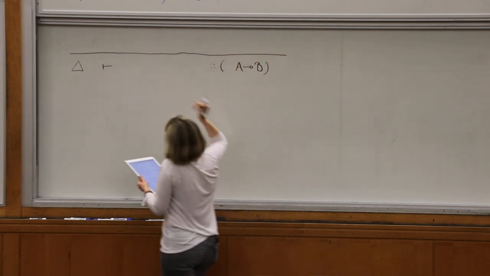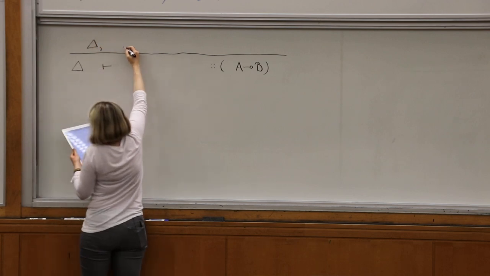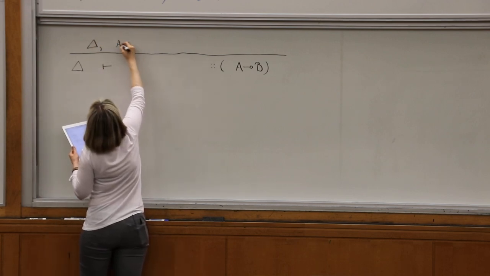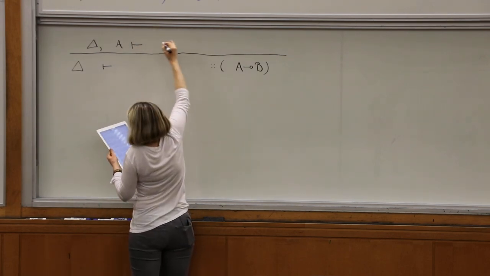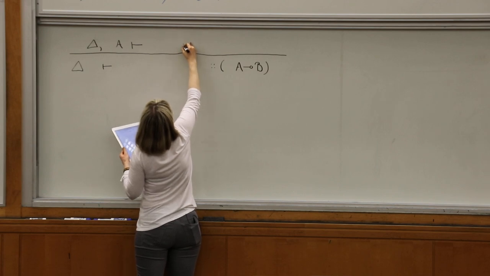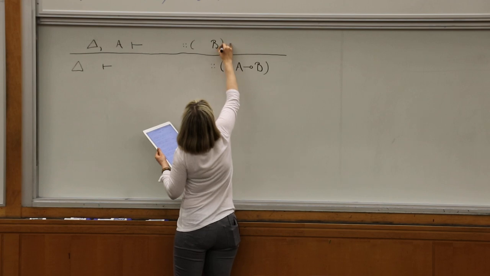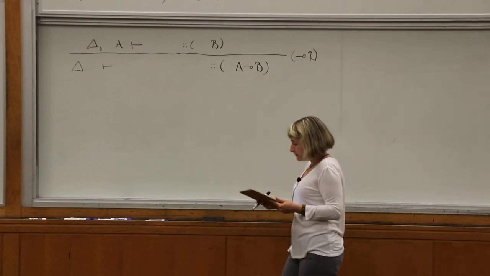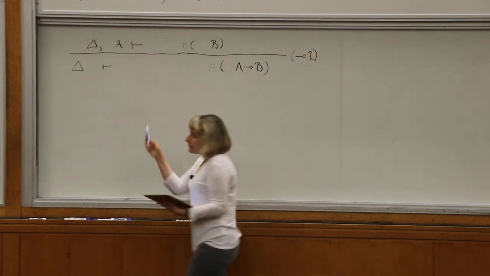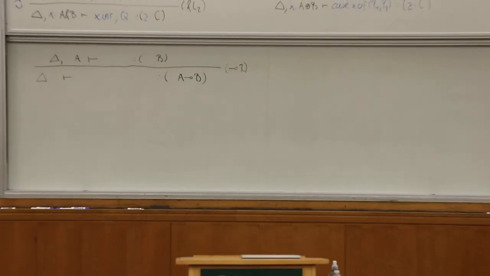Provided that given a delta and now an A, I can prove a B. Okay. So that's the lolly right rule. I have my blue pen. We're going to fill in the process terms.